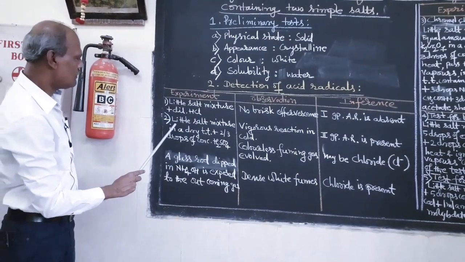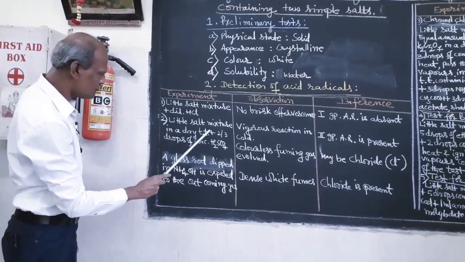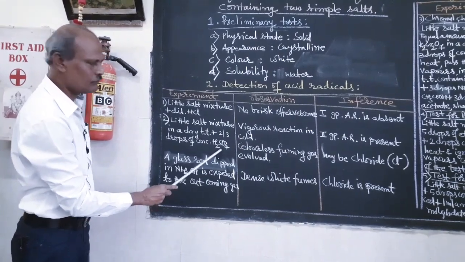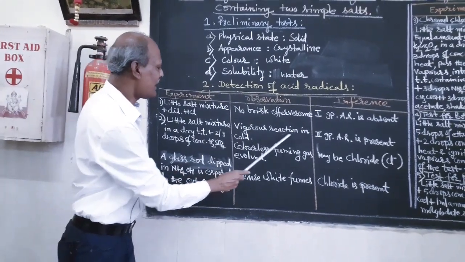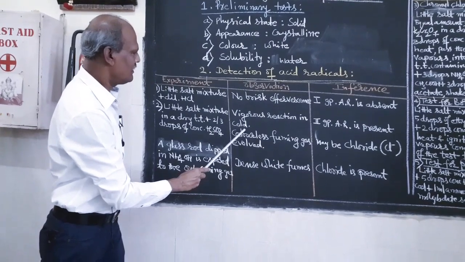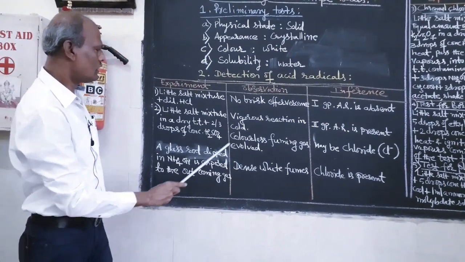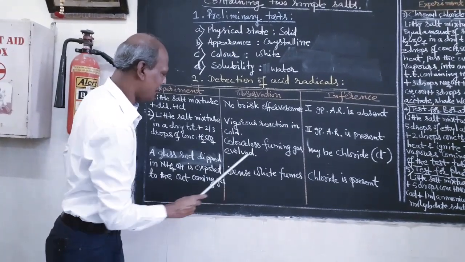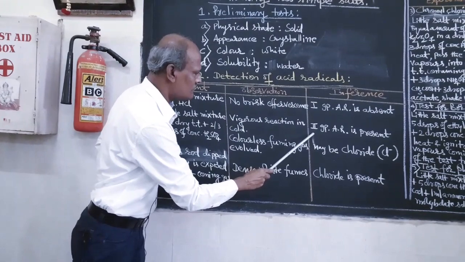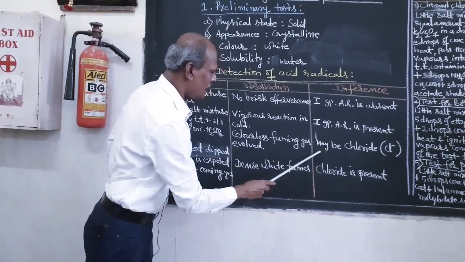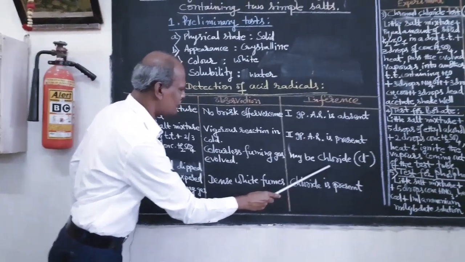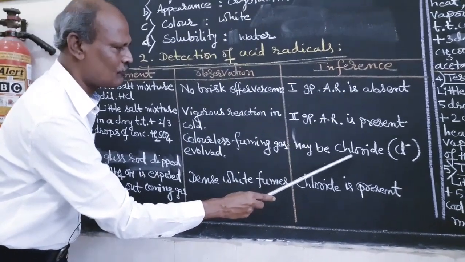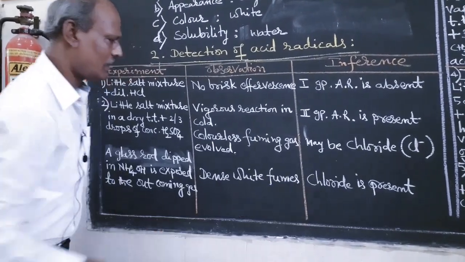Then we have taken a little salt mixture in a dry test tube, and to that we have added 2 or 3 drops of concentrated sulfuric acid. Vigorous reaction in cold. We have observed a colorless fuming gas. So we should write that second group acid radical is present, and the colorless gas liberated is hydrogen chloride. It is due to the presence of chloride, so we can write here chloride acid radical.